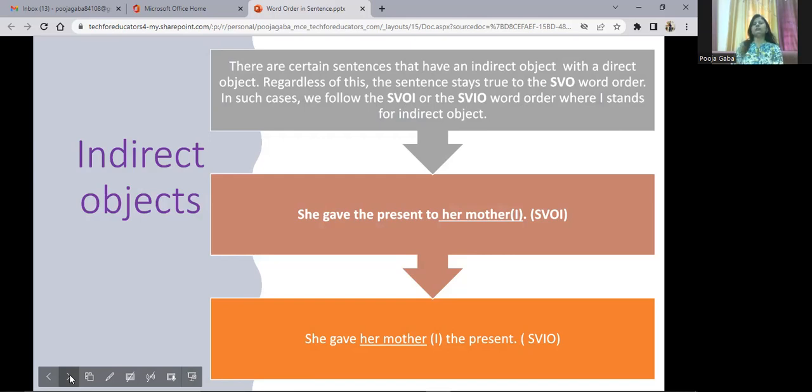See this example. She gave the present to her mother. Her mother is the indirect object here, and present is the direct object. So here the indirect object has come after the direct object. Now, the same sentence can be rewritten as: she gave her mother the present. So here her mother, the indirect object, has come before the direct object, which was the present. So the order can be SVOI or SVIO. Means the indirect object can come after the direct object or before the direct object.